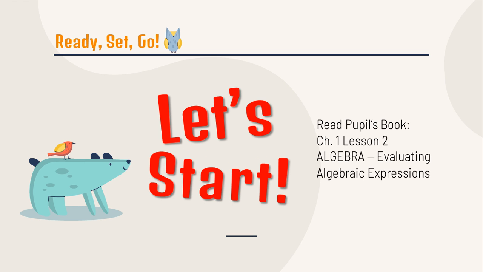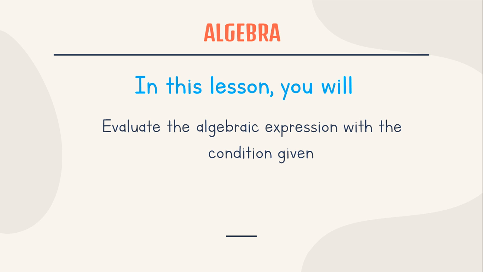Look at there, you will learn about chapter 1, lesson 2, evaluating algebraic expressions. Don't forget, in meeting 1, we have learned about what is algebra and also how to use letters to represent numbers. And now we're going to evaluate that. What does it mean by evaluating algebraic expression? It means that you will evaluate the algebraic expression with the condition given. What is the condition given? Is there any condition that's not given? You will see in this one.